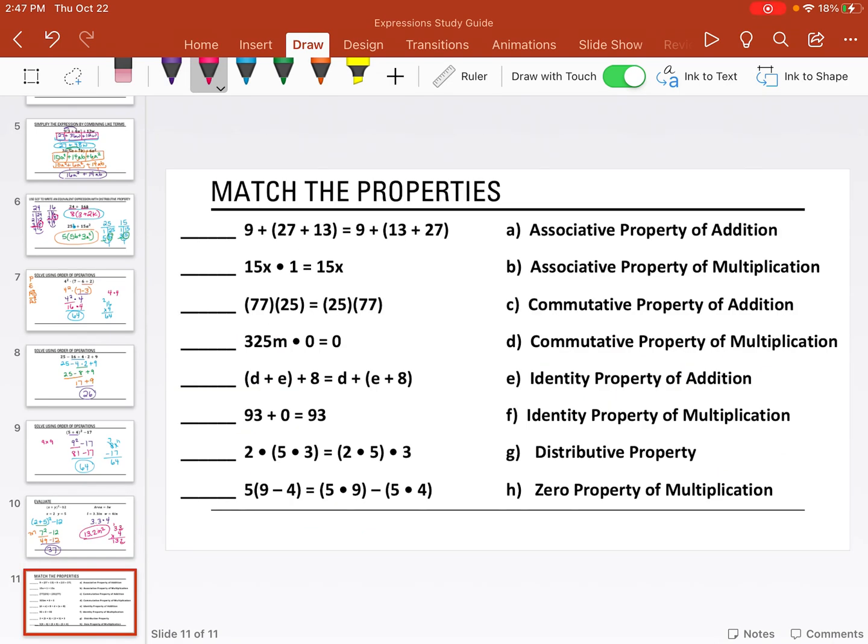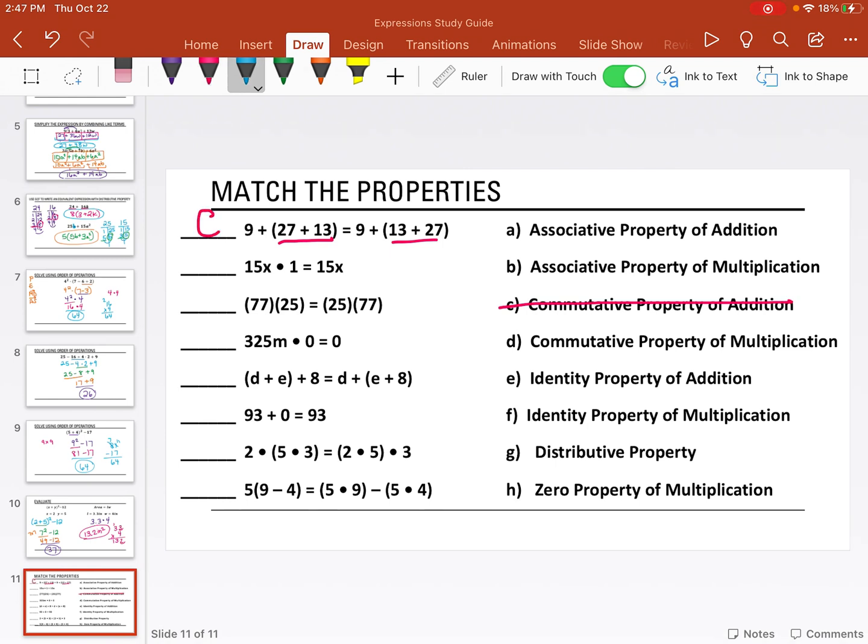And finally, our properties. So I have this first one. I'm just going to look and see what is changing from one side of the equal sign to the other. So here I can see 9 plus, in parentheses, 27 plus 13. On the other side, 9 plus, parentheses, 13 plus 27. So what the parentheses are around is not changing, but the order of the things inside of the parentheses, that's what's changing. Whenever the order changes, remember, that's commutative property. And this is of addition, so commutative property of addition, which is C.